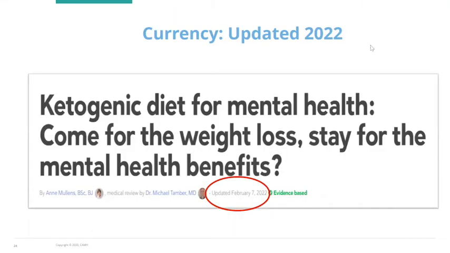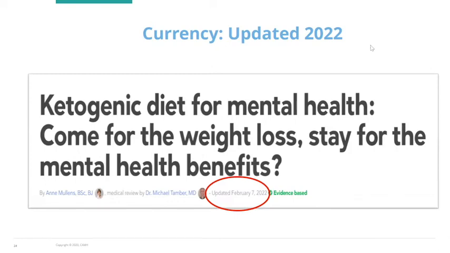So let's start with our C, the currency. If you look at the headline, it says indeed that this was updated in 2022. So that's easy to find. So they're saying that this is current information.